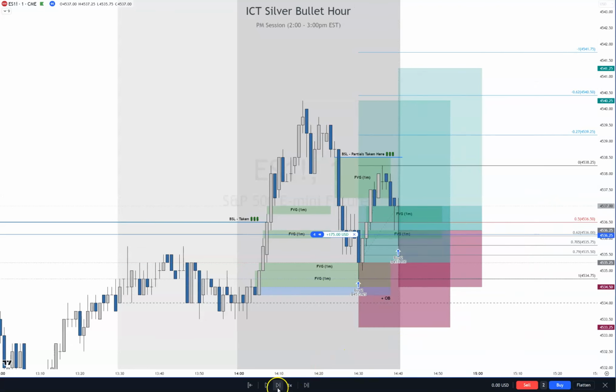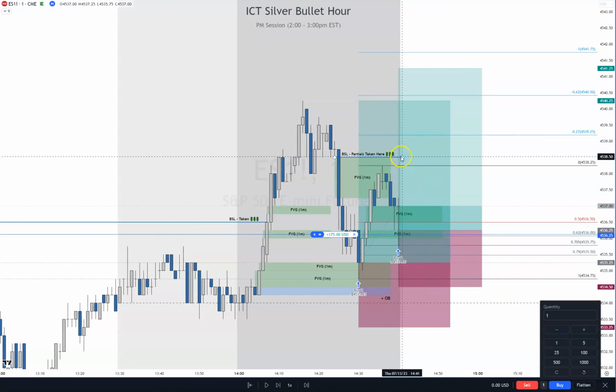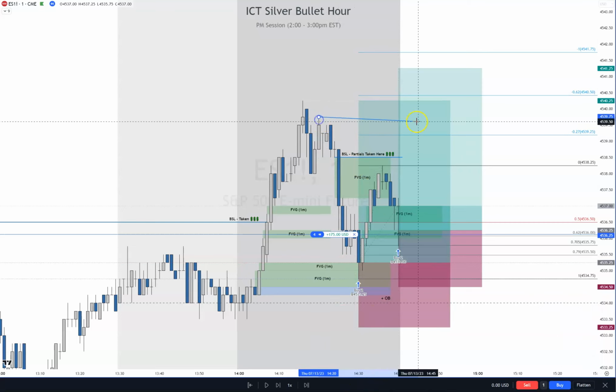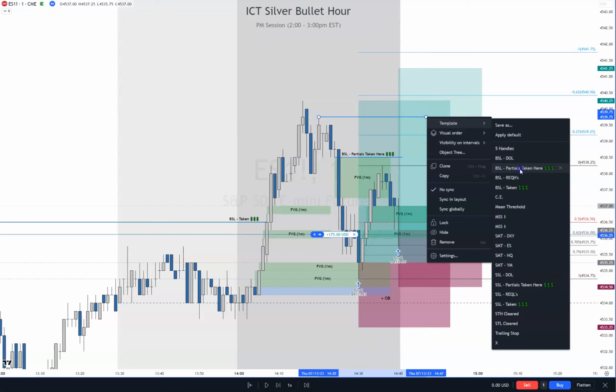Let's see how this goes. I'd still take my partials there on one of them, so let's do this, move this. My one partial is there. My next partials would be about right here, probably right here. All right, so I'll do another partial right here. Closes right here for my second order. So let's do partials taken here as well.